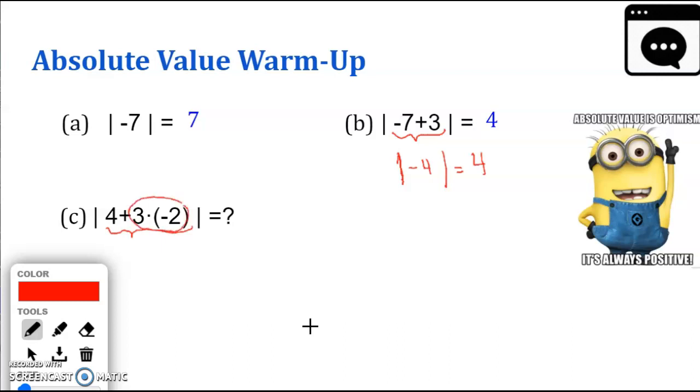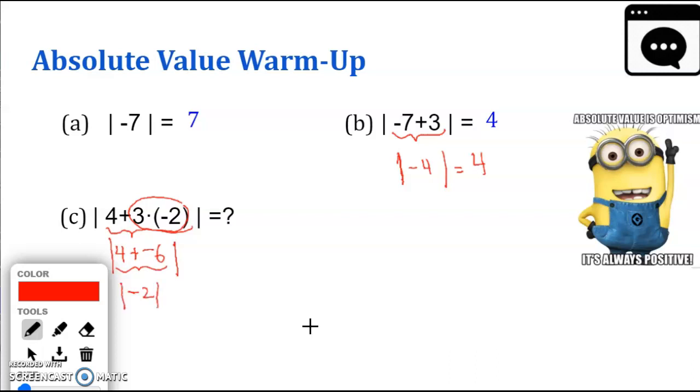3 times -2 is -6. And to that we are adding 4. So it's 4 plus -6, or this is the same as 4 minus 6, but we still have the absolute value symbol because we have not applied it yet. Then we need to evaluate what's inside, and 4 minus 6 is -2.